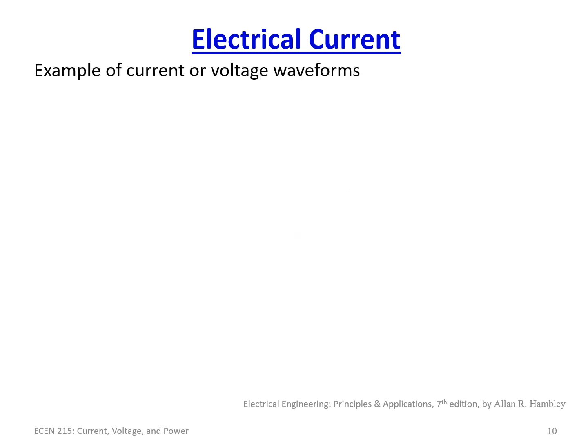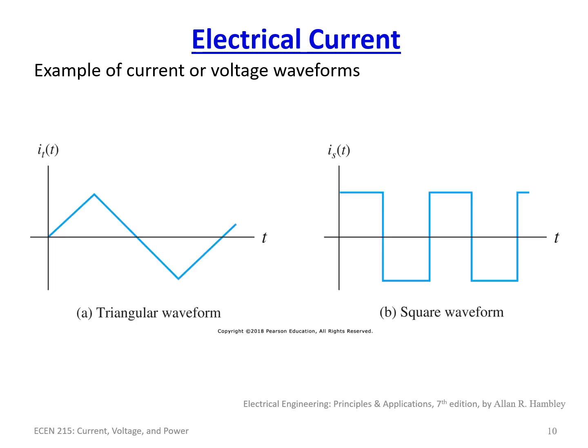So here are just a few other examples of current and voltage waveforms. We have a triangle waveform here. This is a triangle current, where the current is proportionally increasing over time and then decreases and goes negative and then comes back up. And that is considered a triangle waveform, hence the shape is the name.